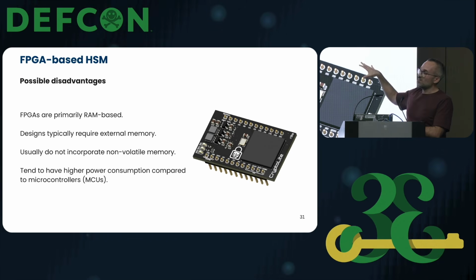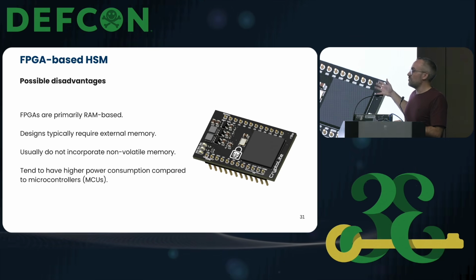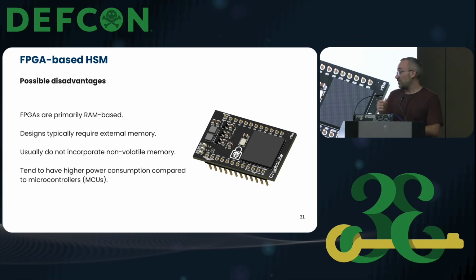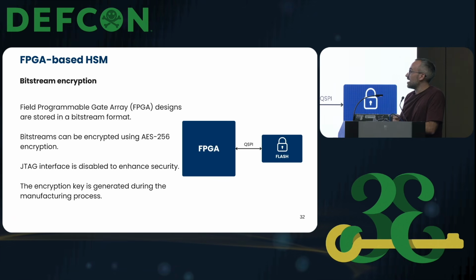Possible disadvantages. FPGAs are primarily based on RAM memory. This can be fixed. The design typically will require an external memory in order to store the design, and usually they don't incorporate a non-volatile memory inside. Also, we can fix that. And regarding the power consumption, the FPGA will consume more than a regular TPM.